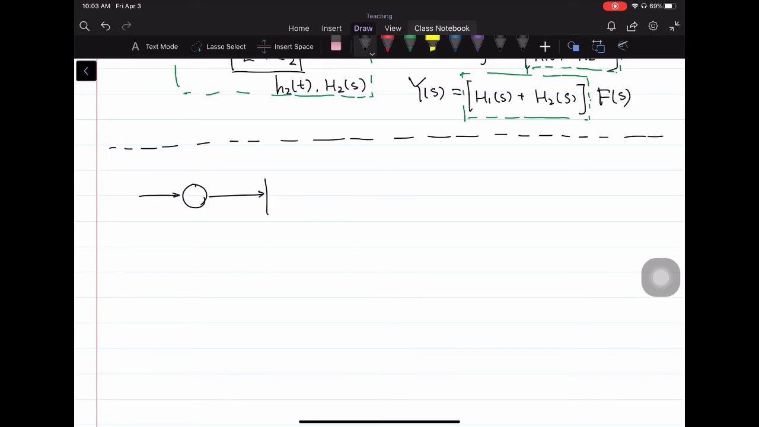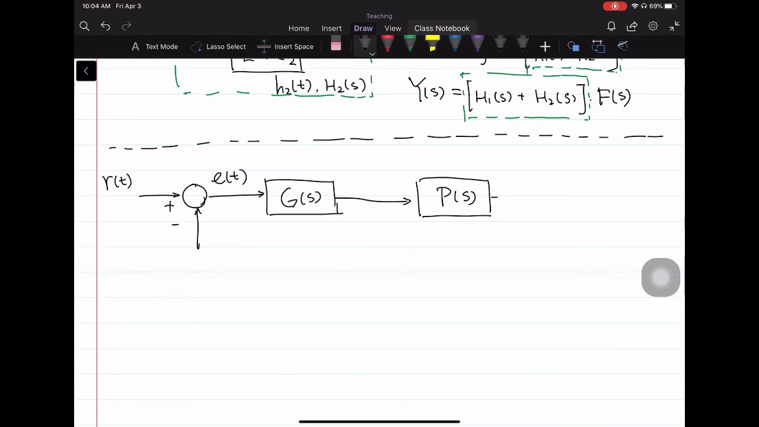So the input is usually denoted as R(t). It's slightly different than what we have. It's going to be the difference between two signals. The resulting signal is called E(t). It's being connected to a block with transfer function G(s). And the output is entered into a system with transfer function P(s).